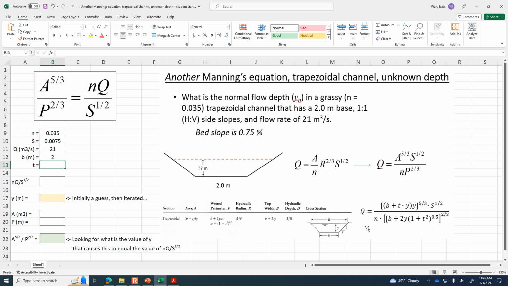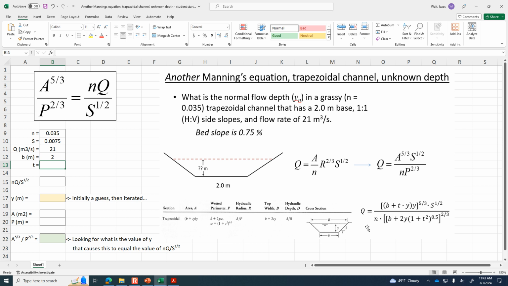Like if I said something goofy like the side slope is 1 to 0.5? Then what is T? Well, T is not 1. T is 2 in that case because it's 1 to 2, right? So that's the kind of trick I like to pull in exams, just to make sure that you're paying attention.